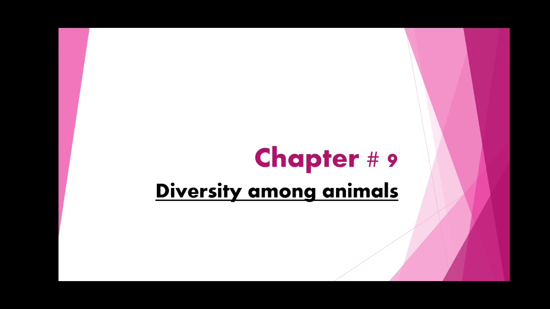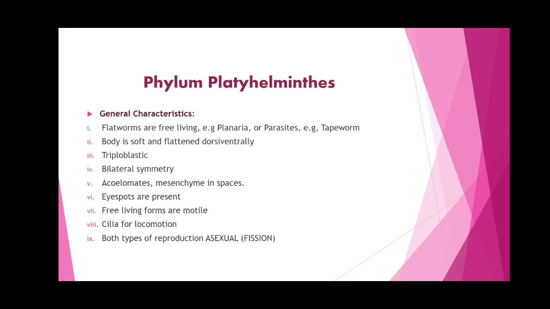As you know, we are doing chapter number 9, that is diversity among animals. So, we will continue our lecture with the phylum Platyhelminthes. The organisms which belong to this phylum are called flatworms. Now, we will talk about the general characteristics, but before that, we come to know about the members of this group.